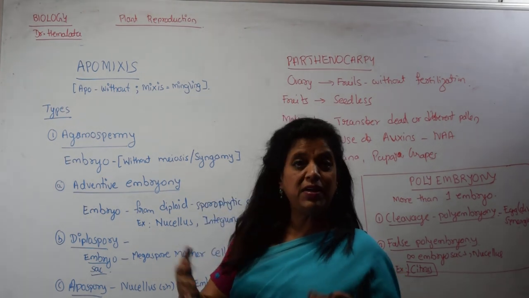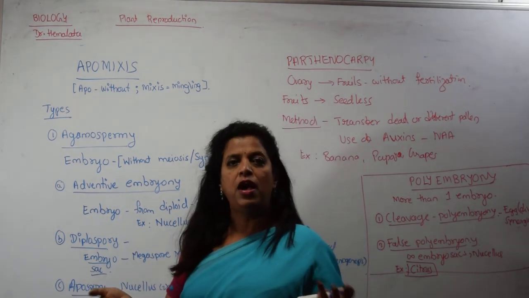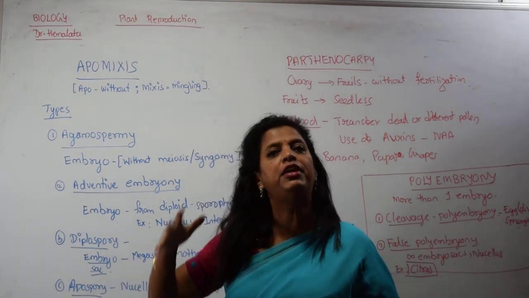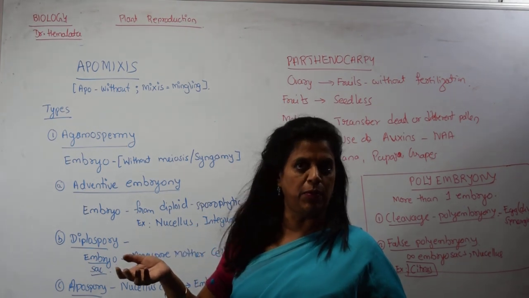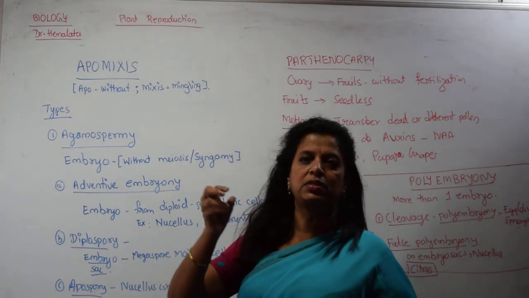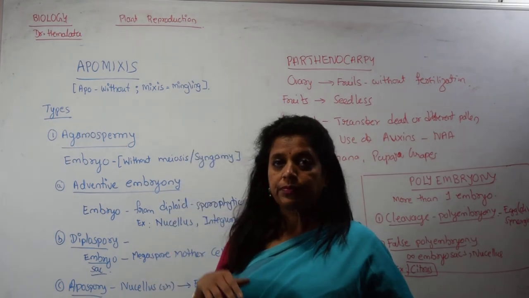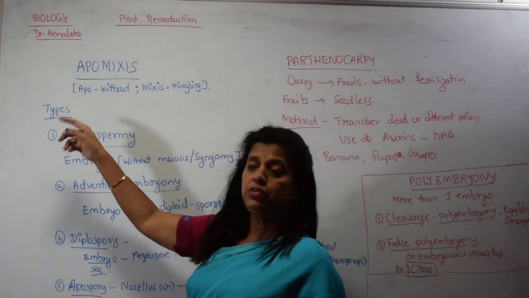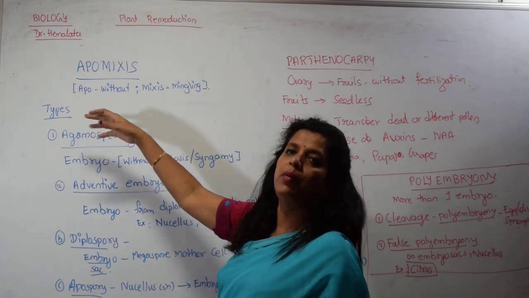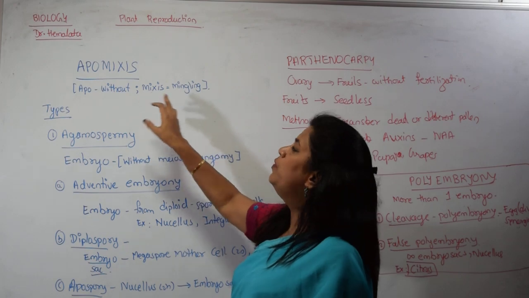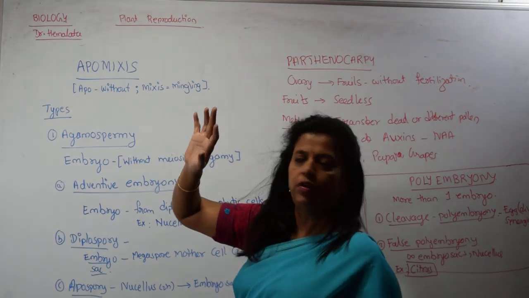Its reverse is amphimixis. In amphimixis, mixing of male and female gametes happens. That is in fertilization. We already discussed it. The male gametic nucleus and female gametic nucleus fuse to form the zygote. The opposite word is apomixis. Apo means no fertilization. Without fertilizing or without mixing, there will be formation of fruit.